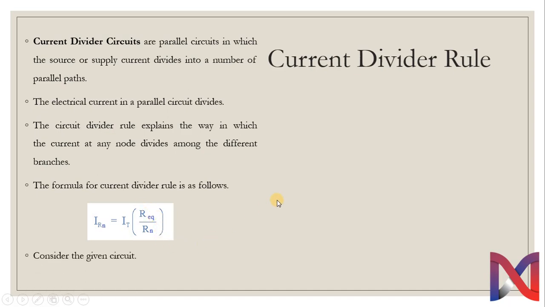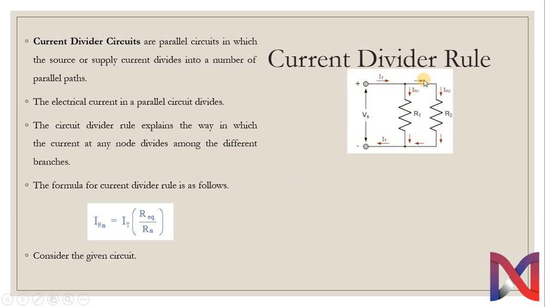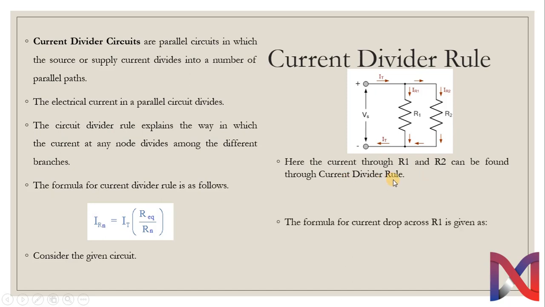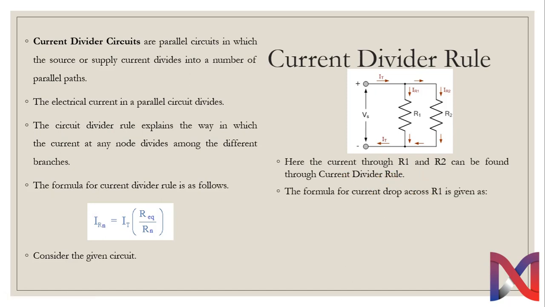Consider the given circuit where we have two resistors connected in parallel. The current through R1 and R2 can be found through current divider rule. The formula for the current drop across R1 is given as IR1 is equal to IT multiplied by R equivalent divided by R1. Here IT is the total current which is entering into the node, while R equivalent is the total resistance of the circuit and R1 is the resistance of first resistor.